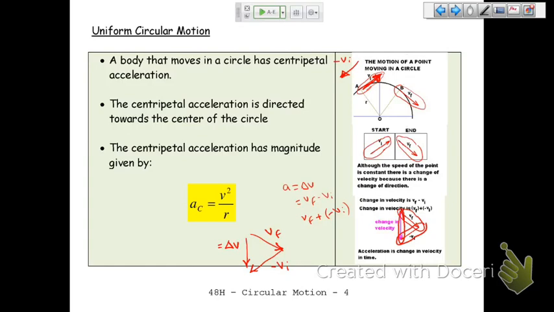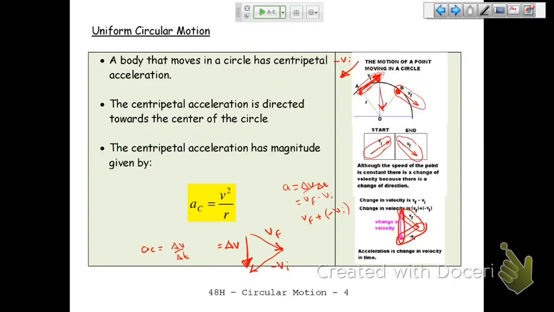Oh, I'm sorry, I cheated on that. Delta V over delta T. My delta time is the time interval between when I took the second picture and when I took the first. So my a_c is equal to my delta V over my delta T. But my delta V does exist. It's a vector. And which direction is it pointing to on this diagram?